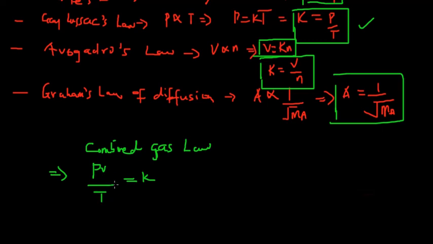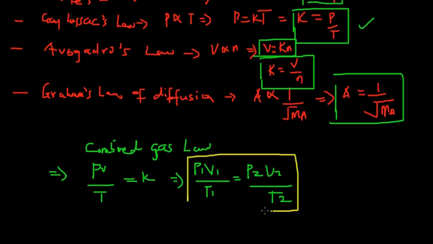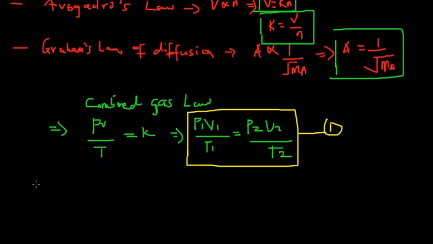Let's say we have two states. Since K is equal to PV over T, it simplifies to P1 V1 over T1 equals P2 V2 over T2. This is another important formula you need to know for gas laws. Very important. I will state this as Equation 1.